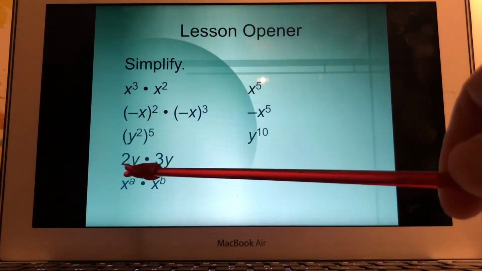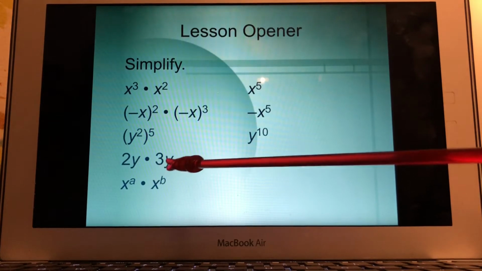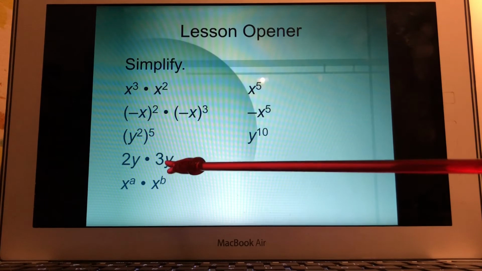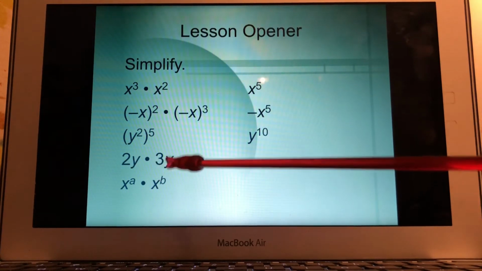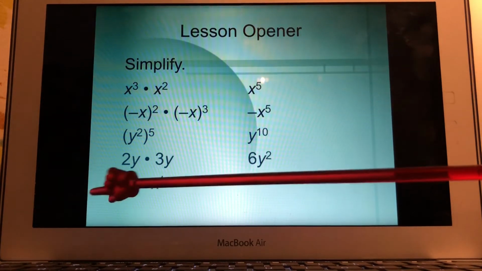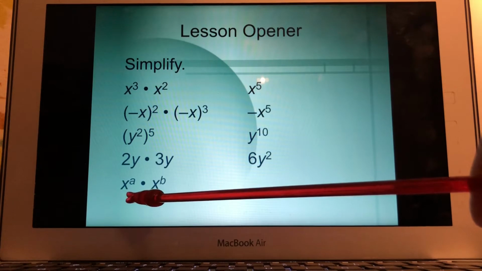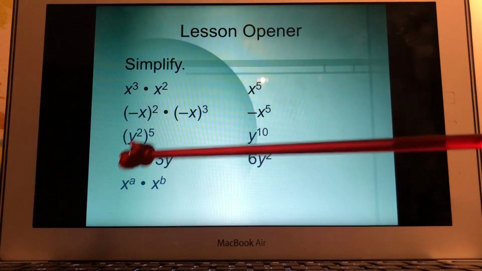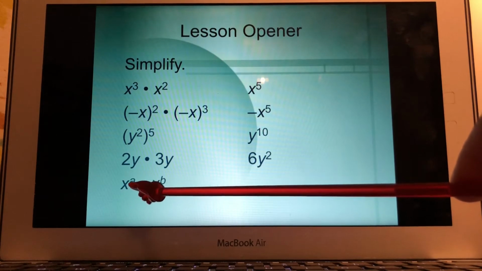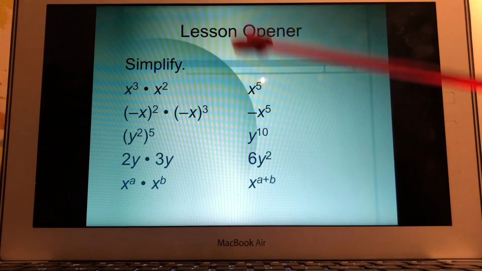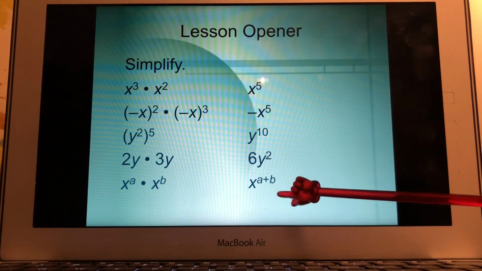Here, if we have 2y times 3y, you're going to multiply the 2 times 3, and that gives us 6, right? And then y times y, and that gives us y squared. So we have 6y squared. And then here, if we have x to the a power and x to the b power, we're going to add our powers, right? So it's going to be x, and then it's to the a plus b power.